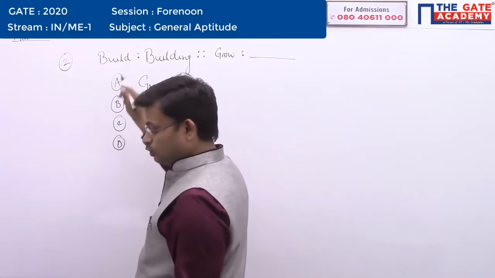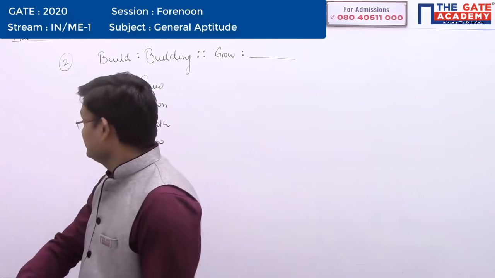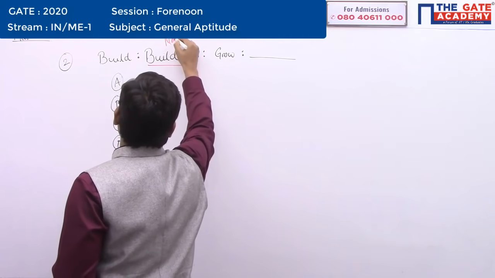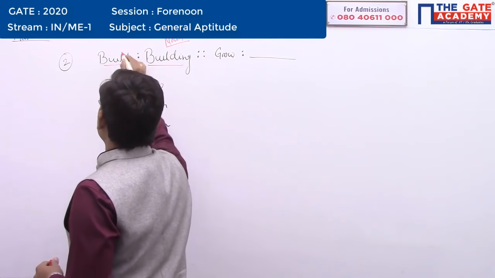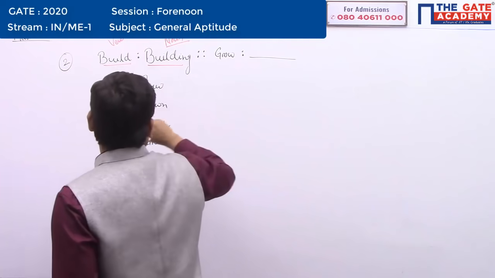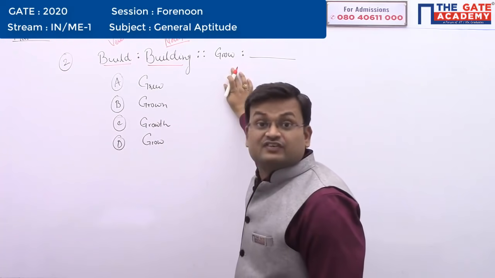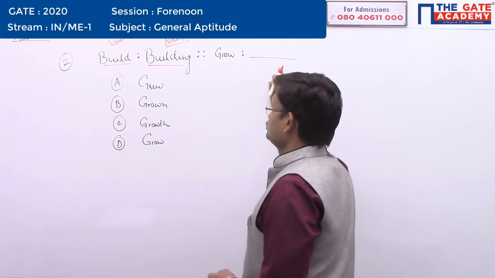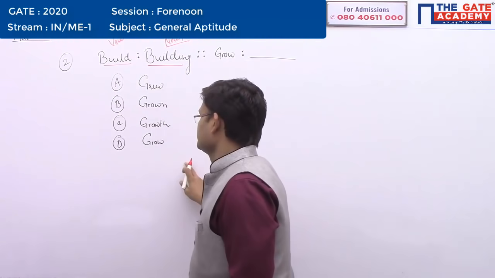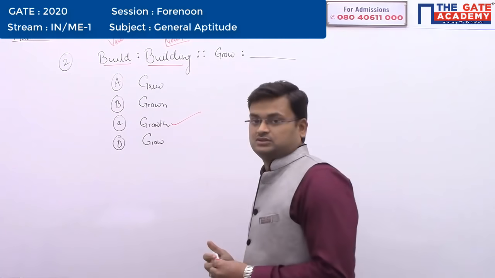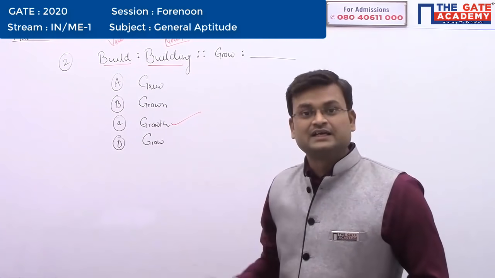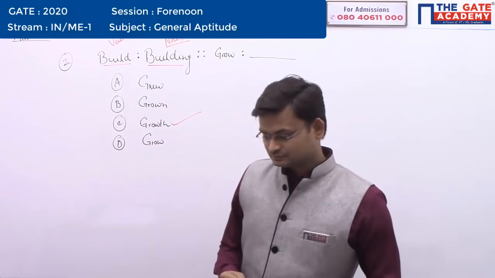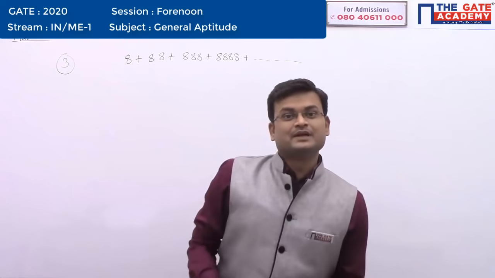So here, if you look at the relation very closely, building, this particular part is a noun and this particular part is a verb. That means if I follow the principle of analogy, this particular part will be a verb and this has to be a noun. So if I look at option C, growth is a noun. So here the answer will be C, growth.